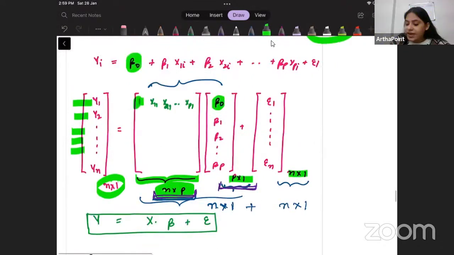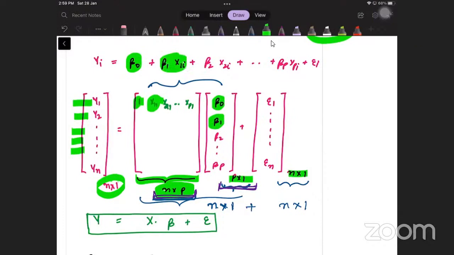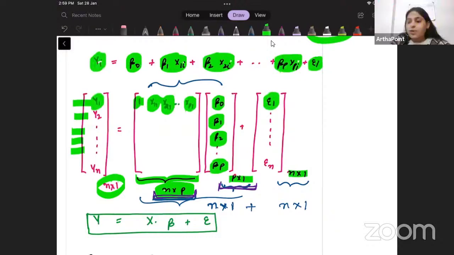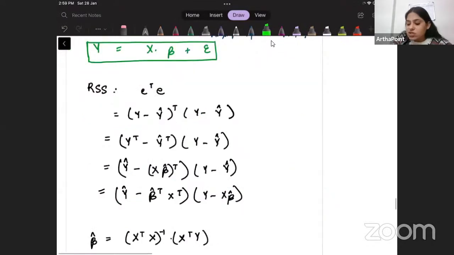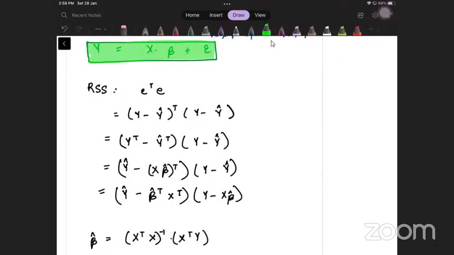Then the other one will be x11. If I multiply x11 with beta 1, I will get beta 1 x11. Then this will be multiplied with beta 2, I will get the next. Then this will be multiplied with beta p, I will get this. And then I will add E1 to it and I will get this, and this will be equal to the first value Y1 and so on. This is how your matrix would be formed. So the matrix will be looking like this. Y is equal to x beta plus epsilon.